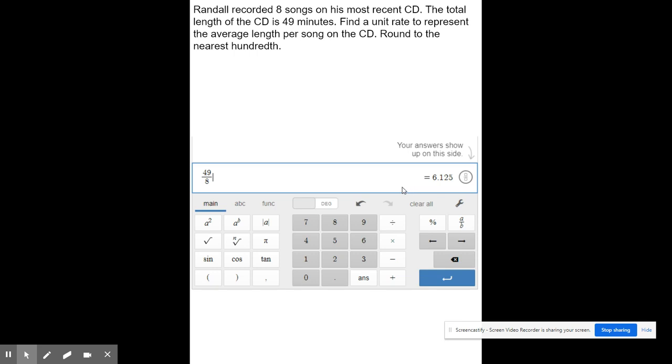Now we have to identify which number's in the hundredths. That would be the 2. And with the 2 being in the hundredths, we're looking at the 5 next door to it. The answer is either 6.12 or 6.13. Those are the only 2 answers it could be. So with that 5, anything 5 or greater, we round up. We're going to take that 6.12, and it's going to end up being 6.13 minutes per song. That's what rounded to the nearest hundredth means.